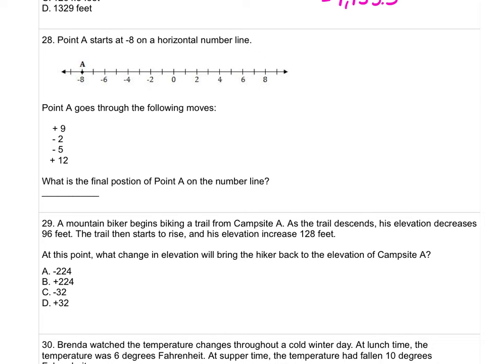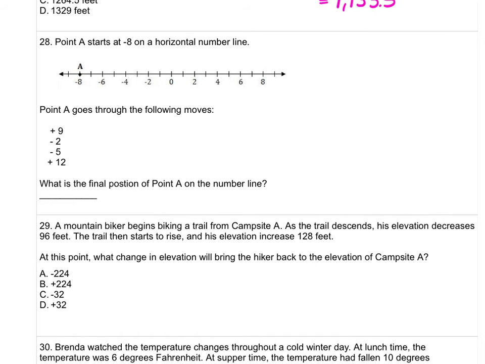Point A goes through the following moves, and it asks for the final position. So first it goes +9. That's going to go right 9. So I'll just start here and I'll go right 9. So from -8, I'm going to count 9 to the right, and it ends here at +1.